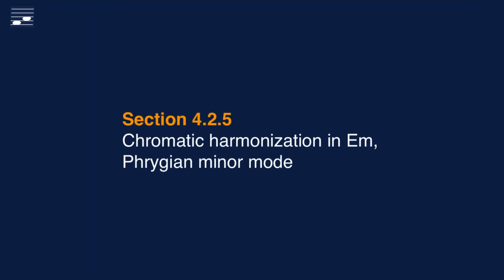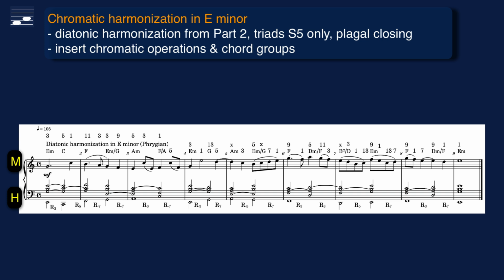The next chromatic harmonization is in a minor mode. We start from the diatonic harmonization discussed in detail in part 2 in this series. It consists of triads only, and there's a plagal closing cadence.